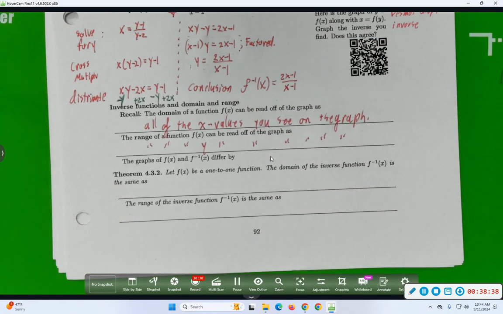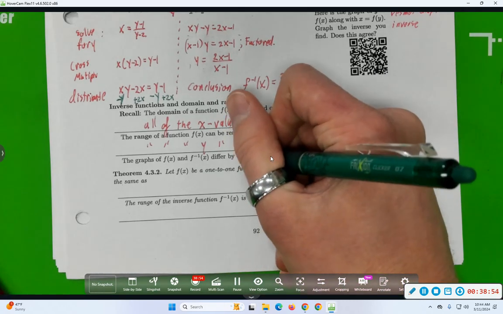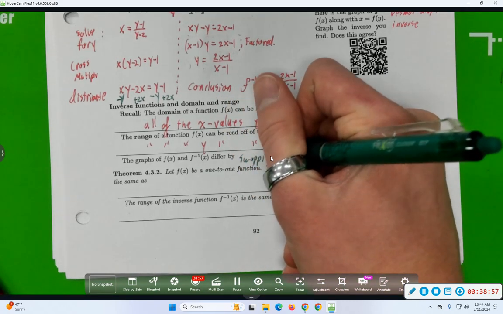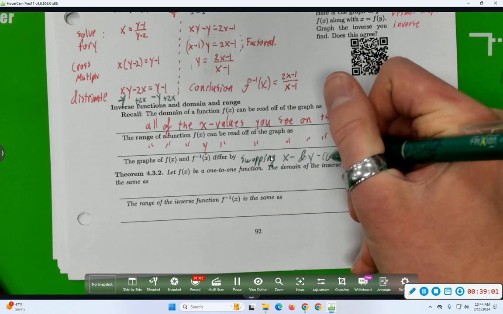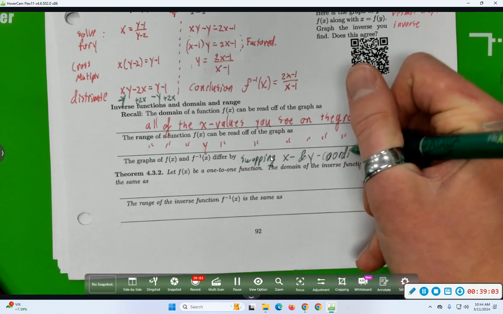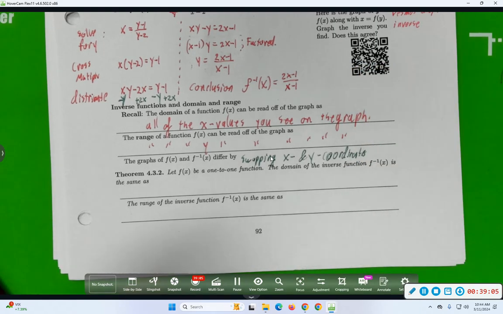And maybe "you see on the graph" is the wrong wording. It's all of the y values that are on the graph, regardless of whether or not you see them. Now, the graph of a function and the inverse function differ just by swapping x and y coordinates. And let's think about what that does to domain and range.